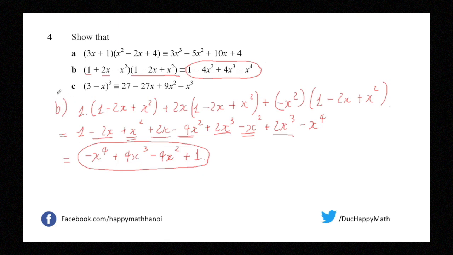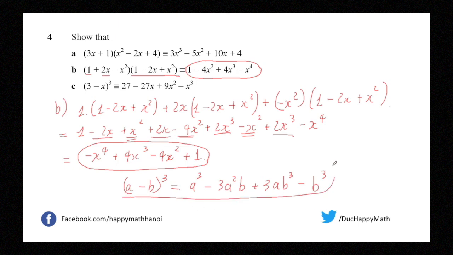So question C, you can work by yourself. Or another way you can do question C is to remember the formula (A minus B) cubed. It will be equal to A cubed minus 3A squared B and plus 3AB squared and minus B cubed. A new identity formula for you.